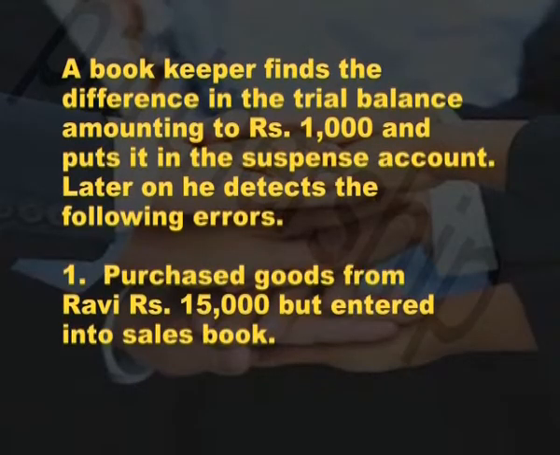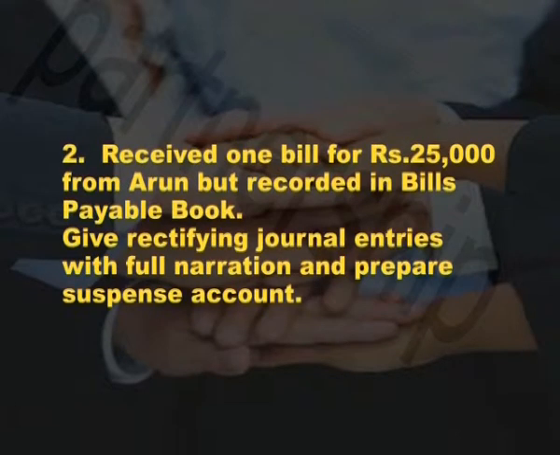A bookkeeper finds the difference in the trial balance amounting to rupees 1,000 and puts it in the suspense account. Later on, he detects the following errors. First one, purchase of goods from Ravi rupees 15,000 but entered into sales book. Second one, received one bill for rupees 25,000 from Arun but recorded in bills payable book. Give rectifying journal entries with full narration and prepare suspense account. Effect already given in account.